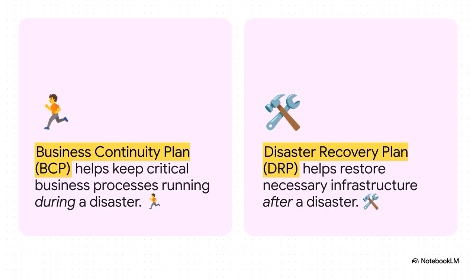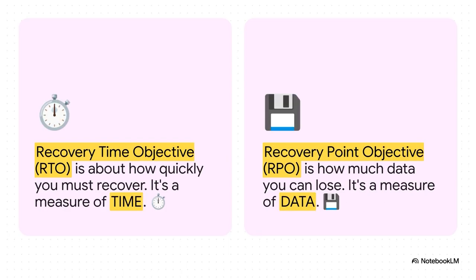Think of it like this. Business continuity is about keeping the lights on during the crisis. Disaster recovery is about rebuilding the power plant after it's over. One is about survival, the other is about recovery. Honestly, your entire survival strategy really boils down to answering these two questions.